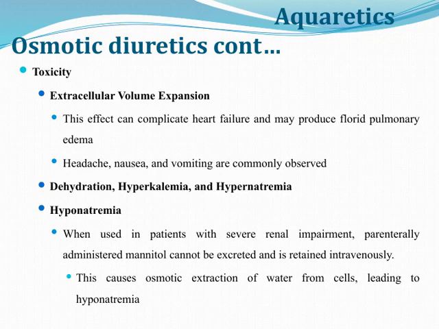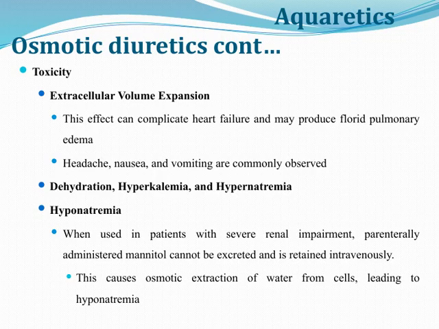Additionally, these diuretics can cause dehydration, hyperkalemia, and hyponatremia, all of which require careful monitoring. Another important aspect is hyponatremia. When using agents like mannitol, especially in patients with severe renal impairment, the drug isn't excreted properly and stays in the bloodstream. This retention leads to osmotic extraction of water from cells, which can dilute sodium levels and cause hyponatremia. So, understanding these toxicity risks highlights the importance of cautious use and close monitoring when administering osmotic diuretics, particularly in vulnerable patient populations.